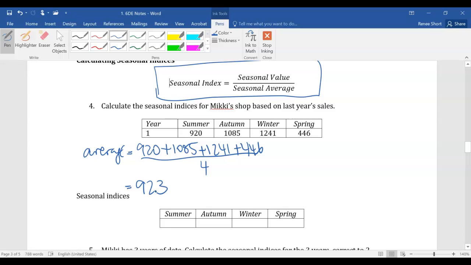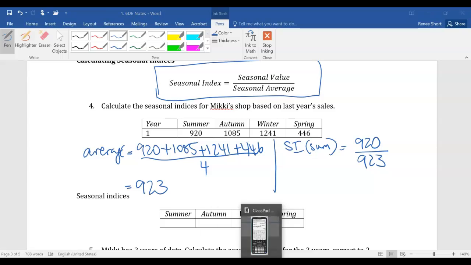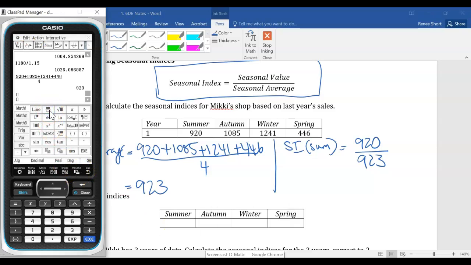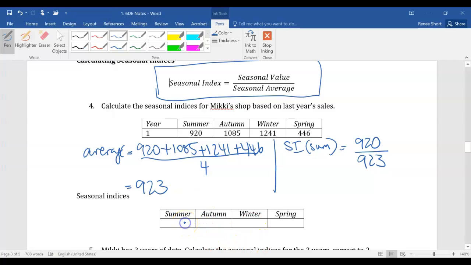923. Now, for us to work out the seasonal index, for each quarter, we need to take that quarterly value and then divide it by the average. So for summer, I need to take that value of 920 and divide it by 923. Now, it doesn't tell us how many decimal places to work with here. Let's write these to 3 decimal places. So go 920 divided by 923, and to 3 decimal places, that will give us 0.997.